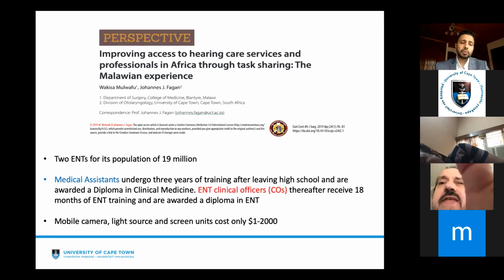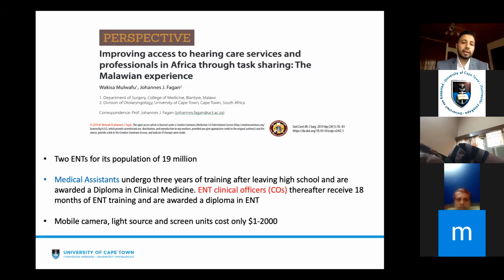And just to give us a bit of background, and you'll see where I'm heading shortly, in Malawi, for example, there are only 2 ENTs for a population of about 19 million people. And what they undertook was to share the load of the hearing burden there. So there are 2 types of personnel apart from ENT surgeons. There are medical assistants who undergo 3 years of training after leaving high school and receive a diploma in clinical medicine. And there are also ENT-specific clinical officers who thereafter receive about a year and a half of ENT training and are thereafter awarded a diploma in ENT.